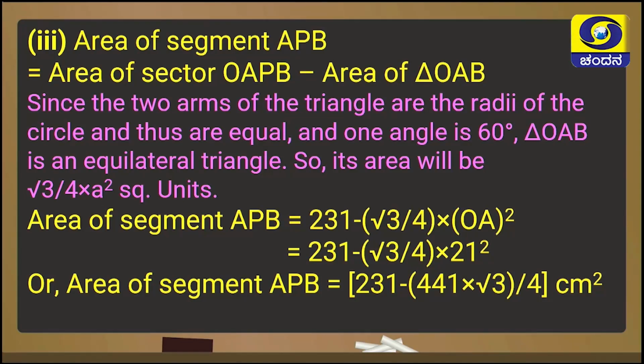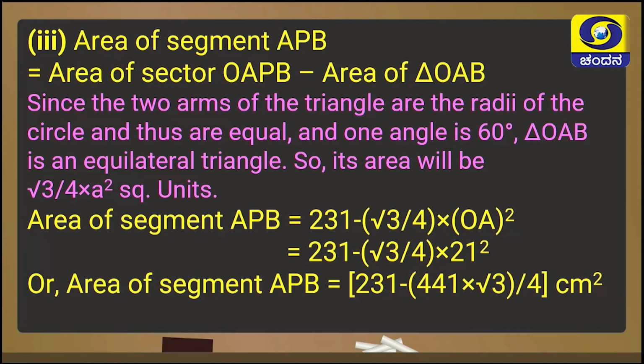OAB. Since the two arms of the triangle are the radii of the circle, what type of triangle is it? At first, it appears to be, yes, an isosceles triangle. But if you observe the angle subtended by the radii, it is 60 degrees. The angles opposite to the equal sides are also equal. That means the remaining two angles are also 60 degrees. Then triangle AOB forms an equilateral triangle.